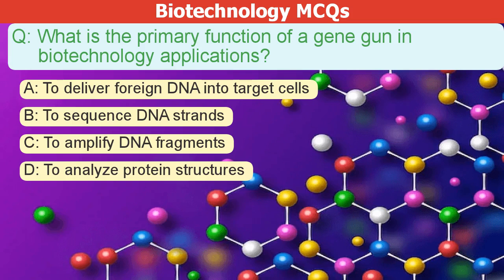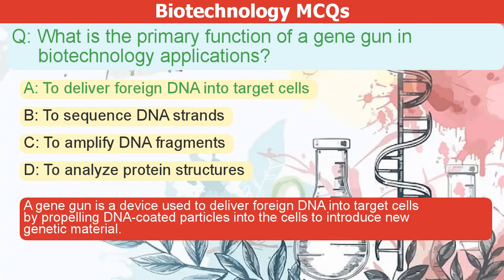What is the primary function of a gene gun in biotechnology applications? A. To deliver foreign DNA into target cells. B. To sequence DNA strands. C. To amplify DNA fragments. D. To analyze protein structures. The correct answer is A. A gene gun is a device used to deliver foreign DNA into target cells by propelling DNA-coated particles into the cells to introduce new genetic material.